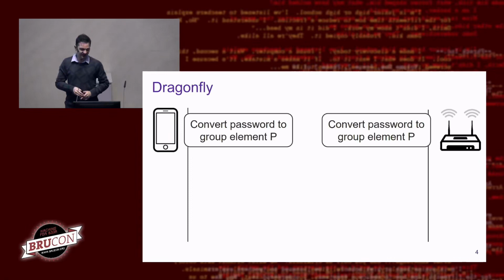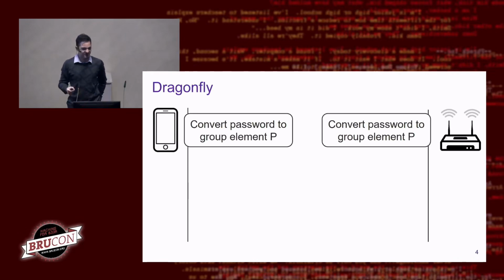Because an ASCII password isn't really a valid number. You have to convert it somehow into a mathematical object, so to speak. And this is the first thing that both devices need to do: convert the password into something that can be used in our cryptographic calculations. And once that is done, they can execute the actual handshake.